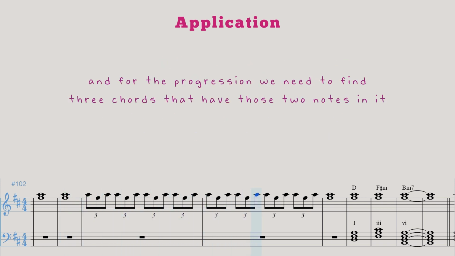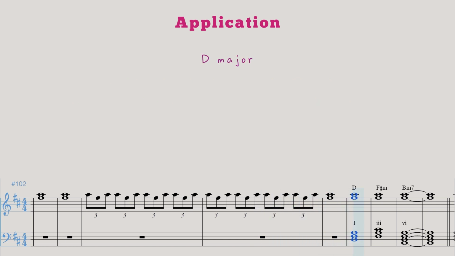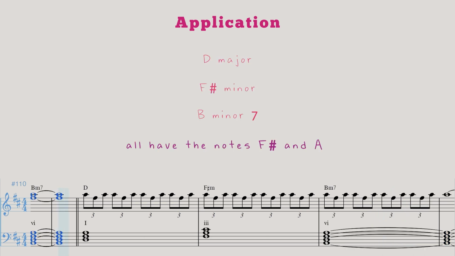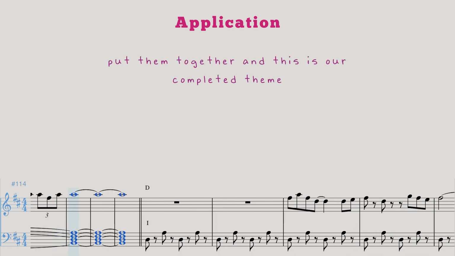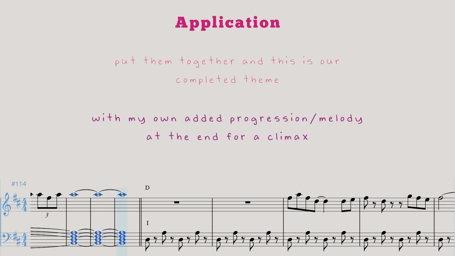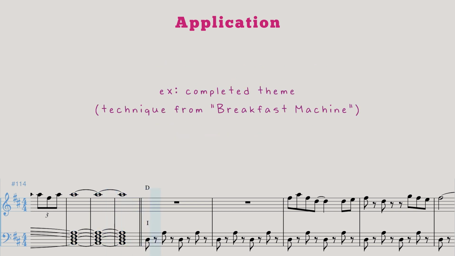And for the progression, we need to find three chords that have those two notes in it. D major, F sharp minor, and B minor 7 all have the notes F sharp and A, which gives us this as the second part of our theme. Put them together, and this is our completed theme with my own added progression and melody at the end for a climax.